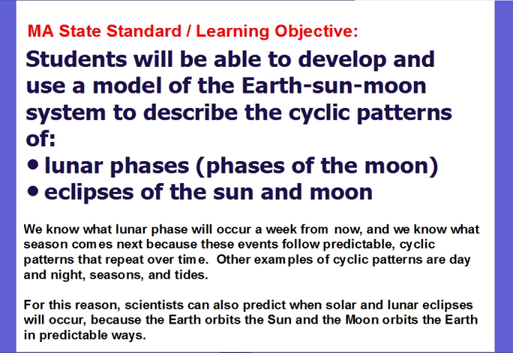Other examples of cyclic patterns that have to do with the Earth, Sun, Moon system are day and night, the seasons, and tides, in addition to lunar phases and eclipses. For this reason, scientists can also predict when solar and lunar eclipses are going to occur, because the Earth orbits the Sun and the Moon orbits the Earth in a predictable way. The Earth orbits the Sun once every 365 and a quarter days, and the Moon orbits the Earth once every 29 and a half days, approximately. Because scientists know what those timelines are, they can make these predictions.